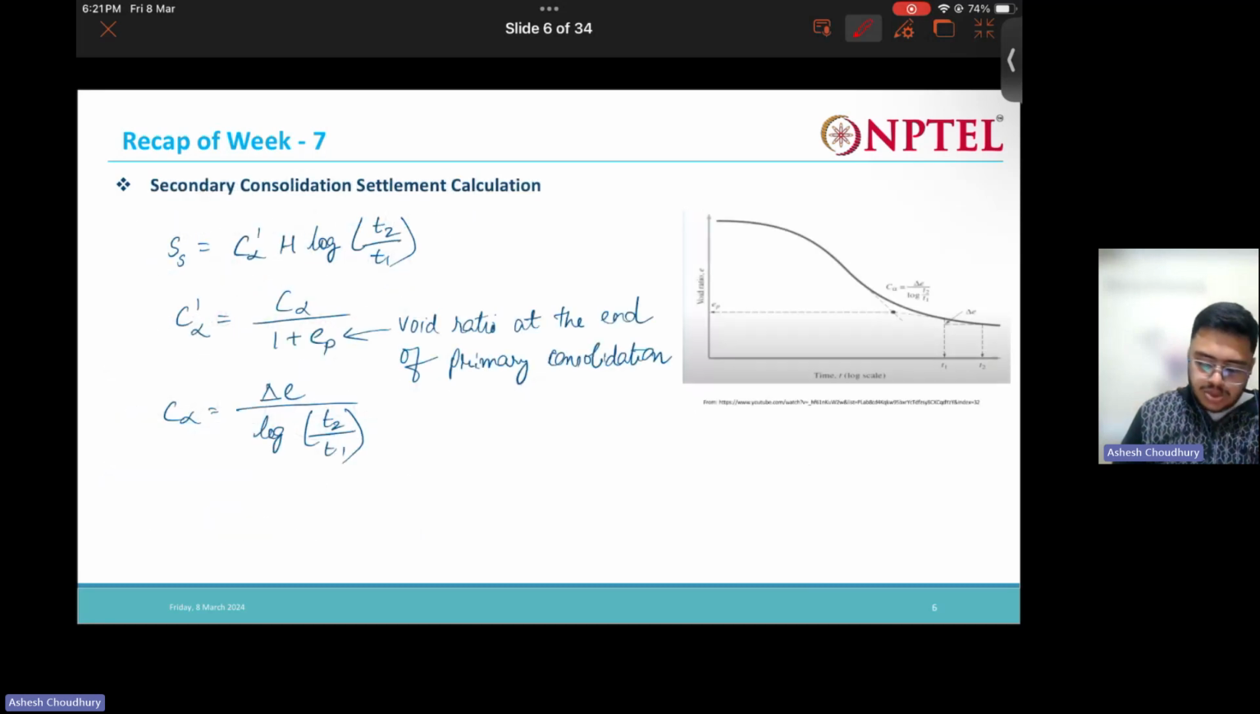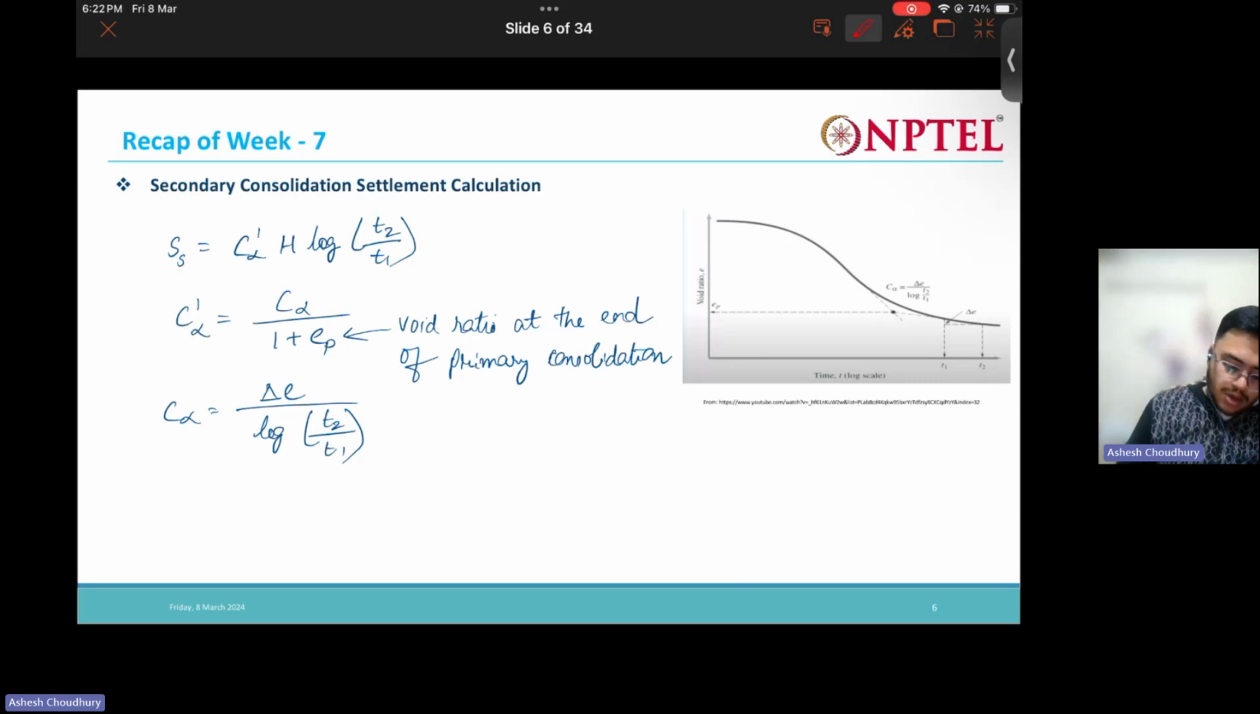Now there is one more thing called the secondary consolidation. So we discussed three types of settlement, right? The first one was the immediate settlement, that is the elastic settlement that occurs. Then we have the primary consolidation settlement, and at the end there is some plastic readjustment of the soil particles. Due to this plastic readjustment, there is some more settlement, very minute settlement, that is nothing but the secondary consolidation. So how to calculate the secondary consolidation?